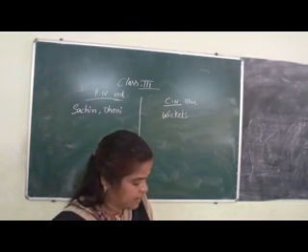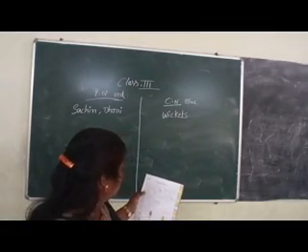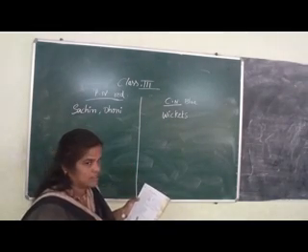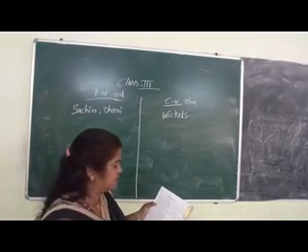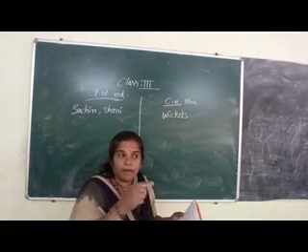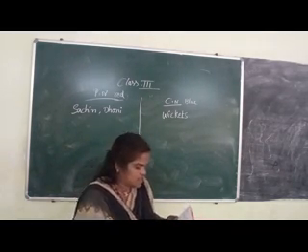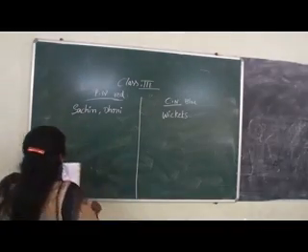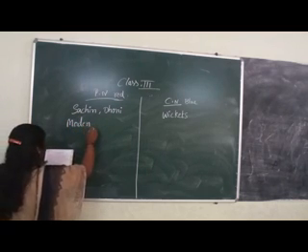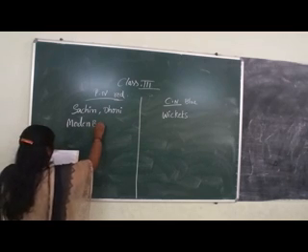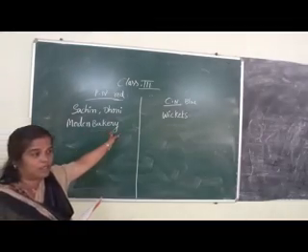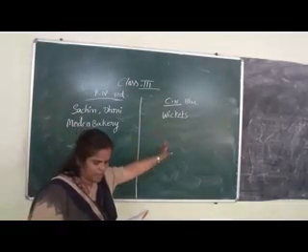We buy bread at Modern Bakery every Saturday. So, what is the proper noun in this sentence? Which bakery are they buying bread from? The particular name is given, that is Modern Bakery. M-O-D-E-R-N, Modern Bakery, B-A-K-E-R-Y, Bakery. It is having a particular name. So, it is a proper noun.